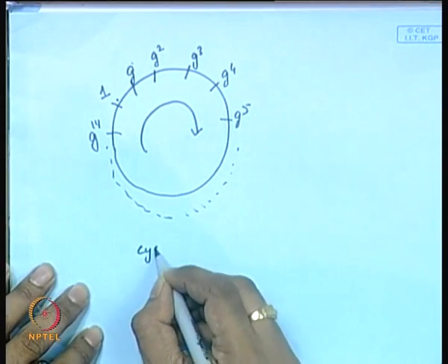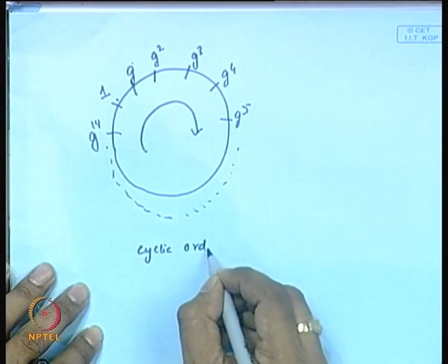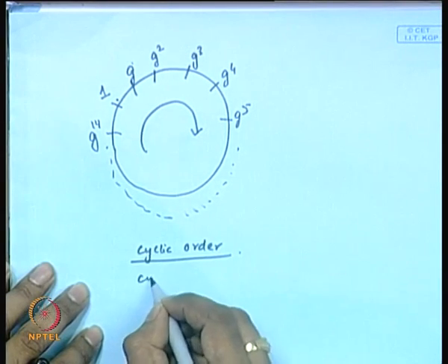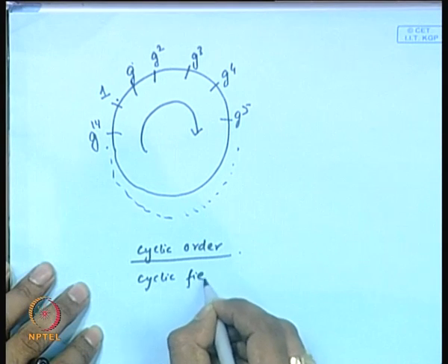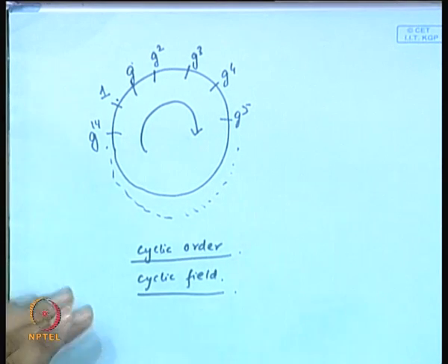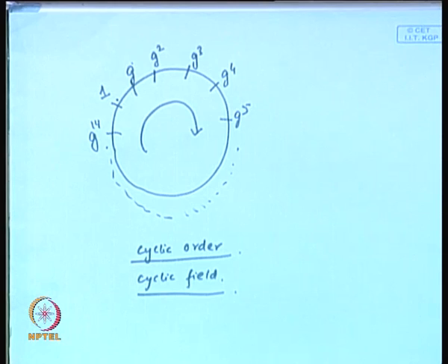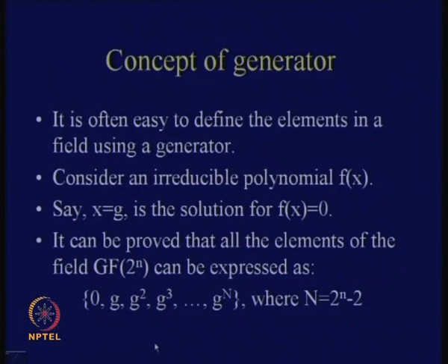So this is also called a cyclic order or cyclic field. So therefore if I would like to represent all the elements, then I can represent them in this form: 0, g, g square, g power 3, and so on till g to the power of n, where n is equal to 2 to the power of n minus 2, and if I consider the next element, then I obtain back g, because that follows straight away from Fermat's little theorem.